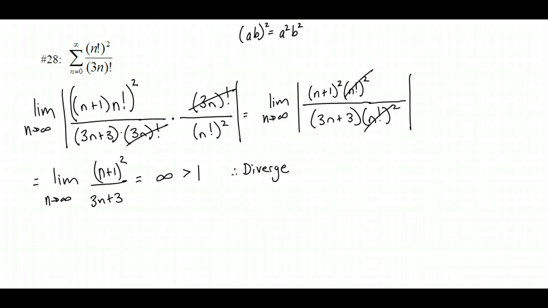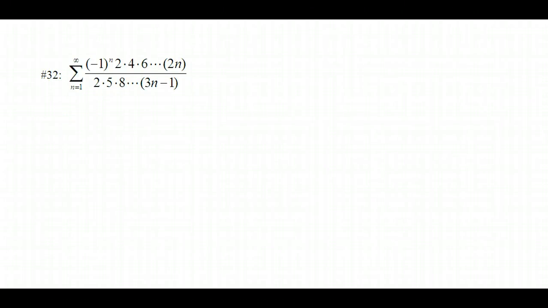And one other kind of weird one here, number 32. Again, this is just what this notation means. Obviously, negative 1 to the power of n is going to be alternating, but this notation means that the first term is 2. The second term is 2 times 4. The third term is 2 times 4 times 6. The fourth term, obviously, 2 times 4 times 6 times 8, and that continues. So that's what they mean by this notation.